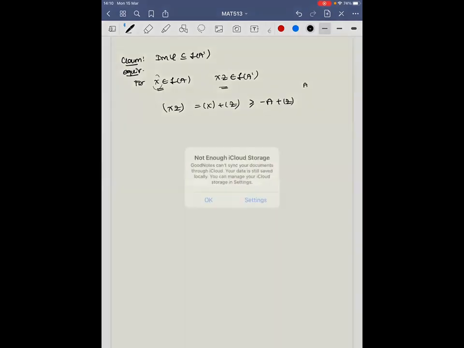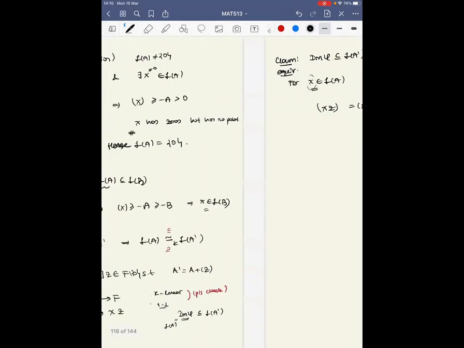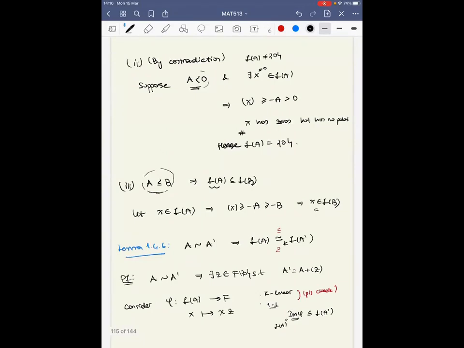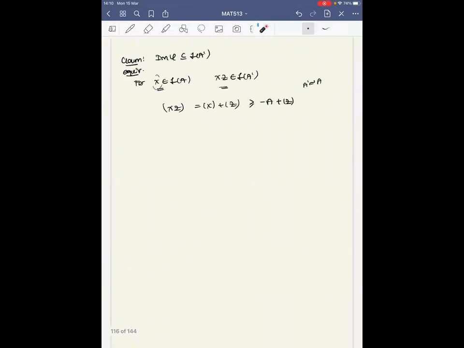And by regarding the equivalence of A and A prime, we can see that the principal divisor of the product is bigger than or equal to minus A prime. And this gives us the desired result.